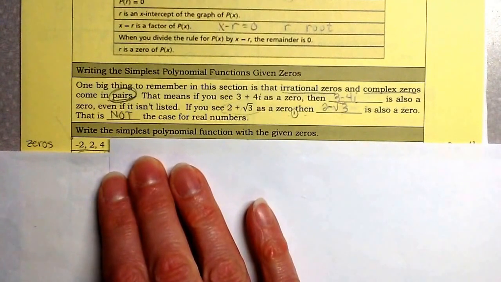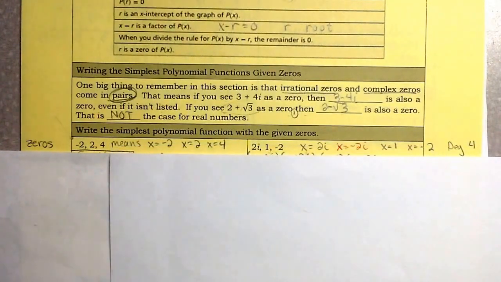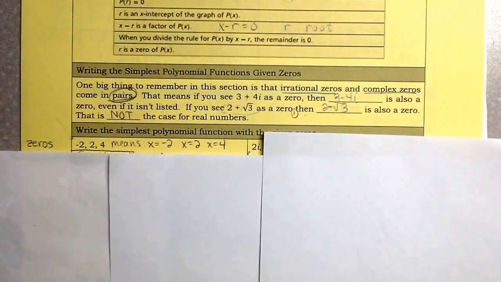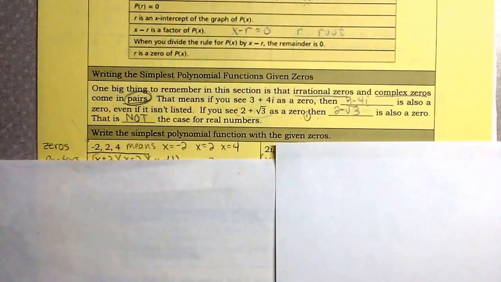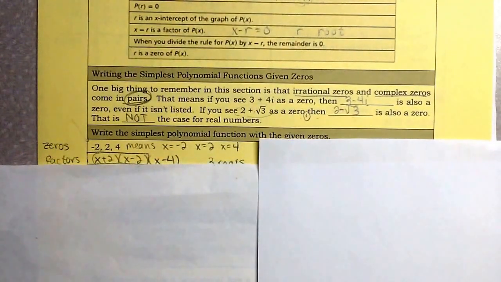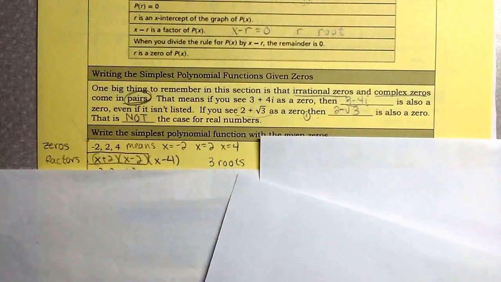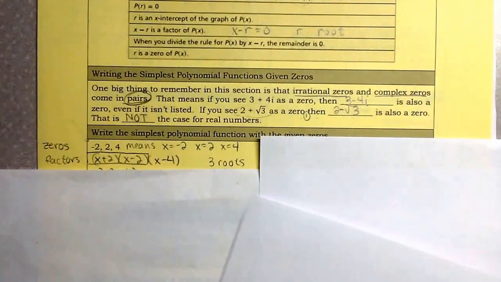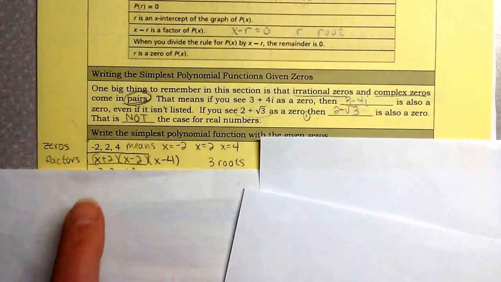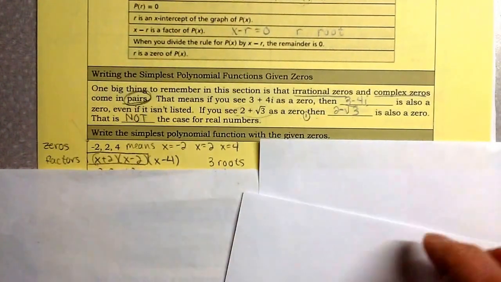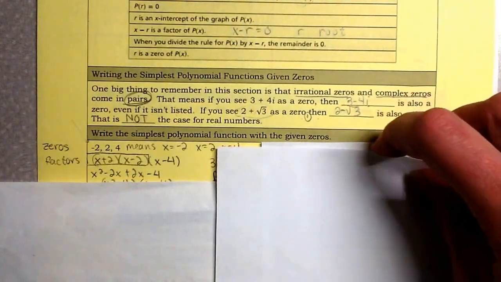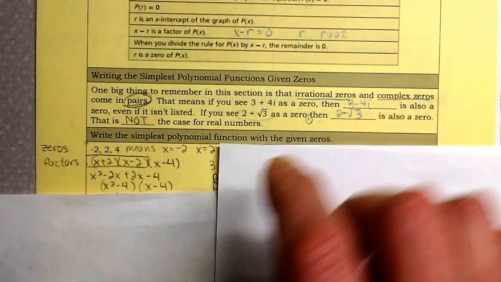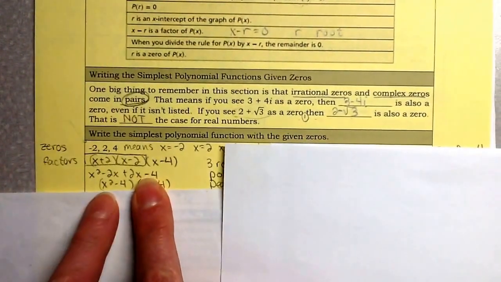When you're given zeros, what this means is that x equals negative 2, x equals 2, and x also equals 4. So we're going to write those first as factors. If you remember that from chapter 5, we had to write them first as factors. And since we have 3 roots, our polynomial should end up with a degree of 3. So just do 2 of them at a time. I'm going to start with these 2 first. When I FOIL those out, I'm going to end up with x squared minus 2x plus 2x minus 4, which simplifies to x squared minus 4.